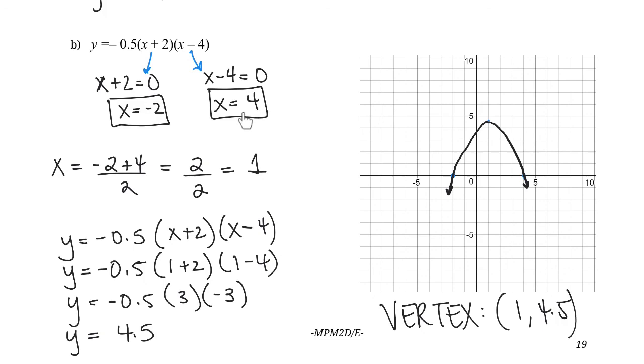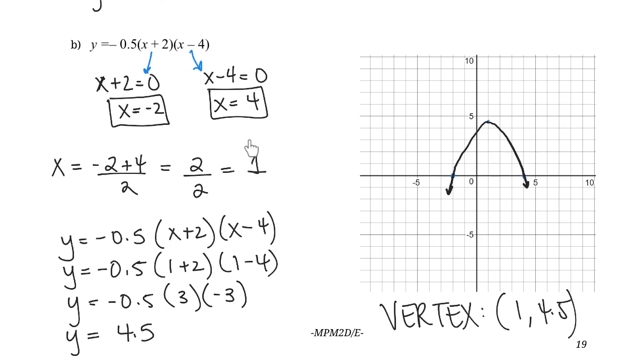Once we have the x-intercepts, we can go ahead and calculate the axis of symmetry. To do that, we just need to average out our x-intercepts. So that means we need to add them together and divide by 2. So -2 plus 4 is +2. 2 divided by 2 is 1.